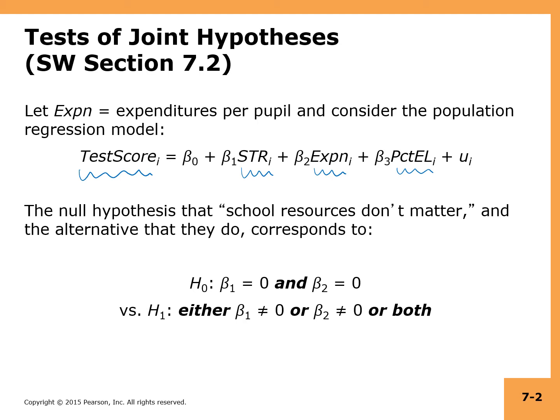Let's say that we want to test the hypothesis that school resources do not matter. In that case, our null hypothesis will be beta 1 is equal to 0 and beta 2 is equal to 0. And our alternative hypothesis would be that either beta 1 is not equal to 0 or beta 2 is not equal to 0.